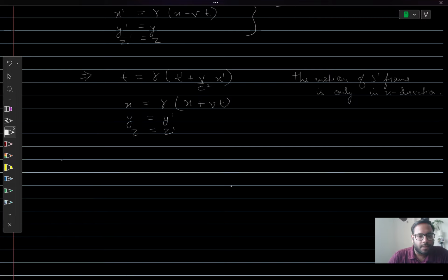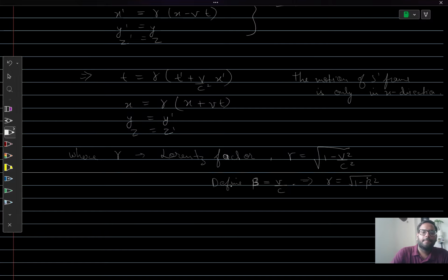Where this gamma factor, gamma, is called the Lorentz factor. Gamma is given by 1 minus v squared by c squared. You can also define a different factor, that is beta, that calculates how relativistic the velocity is. You can define it like this, then this will imply that gamma is equal to 1 minus beta squared.